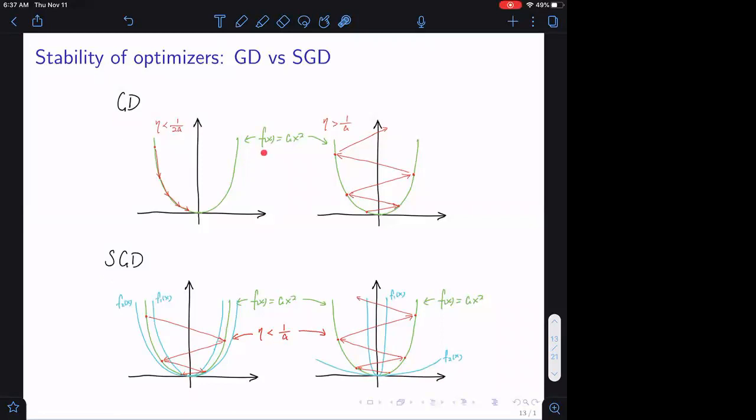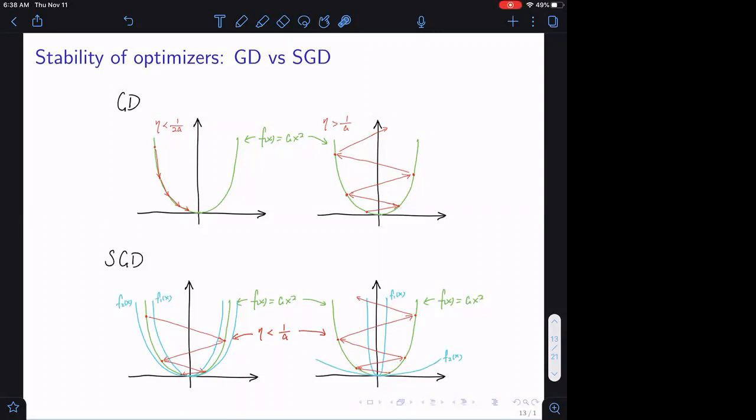The loss function here, I choose very simple. It's just f(x) equal to ax squared. Now, if you do the optimization with GD and a certain learning rate eta, this is a very simple numerical analysis, a stability analysis, a stiffness analysis: when the step size is less than 1/2a, where a is the coefficient in front of my loss function, the gradient descent will just monotonically bring you to the minimizer, to the global minimum.